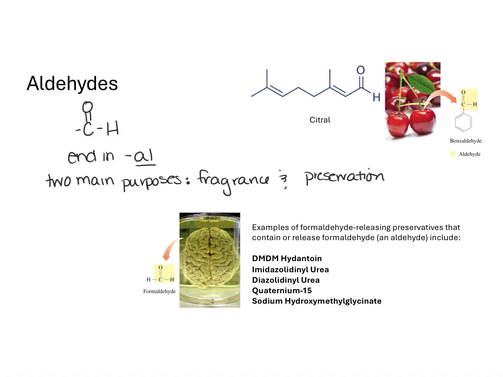For example, we've got citral that's shown up here. The aldehyde part of that molecule is right here. We also have some double bonds, so we've got that alkene functional group as well. This is found naturally in the oils of lemon. So it's a lemon fragrance.